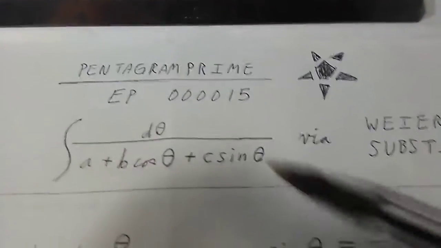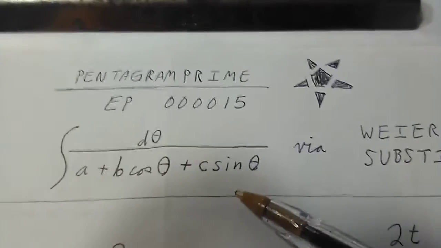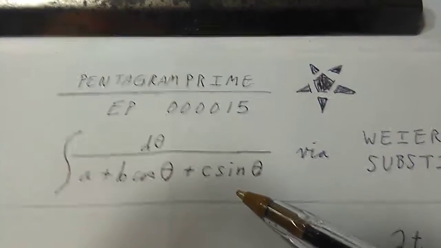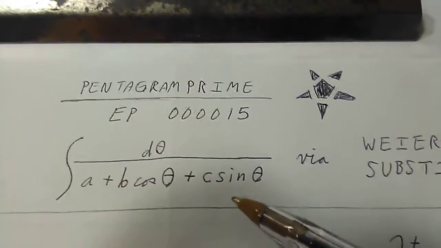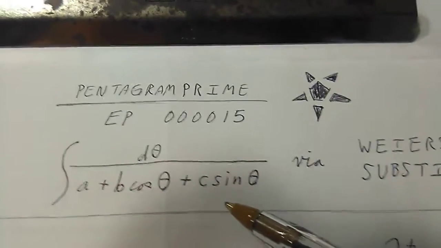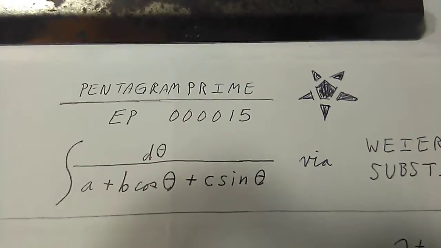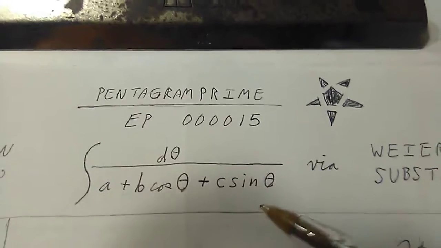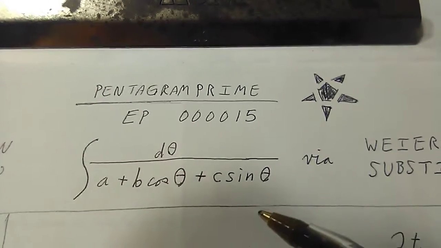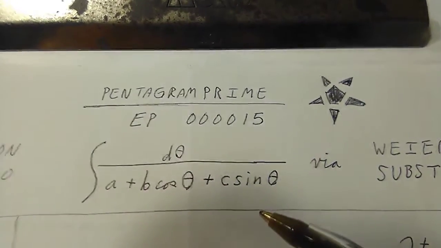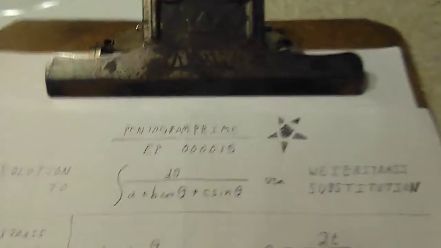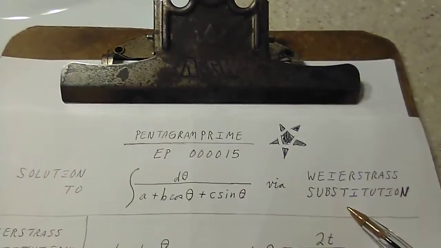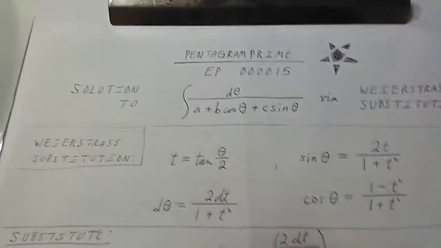Today's lesson will be how to solve this thing. I'm not really sure what to call it because I've never seen a real title for it. I've seen it in an integral table, but it's basically the integral of 1 over a plus b cosine theta plus c sine theta. And I'm not using the pen as much because the camera is a little more steady when I hold it with both hands. We will be doing this using Weierstrass substitution. And let's jump right in.